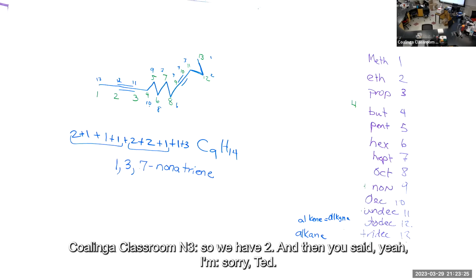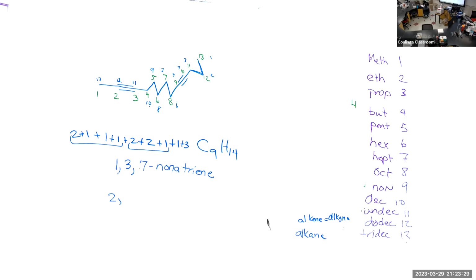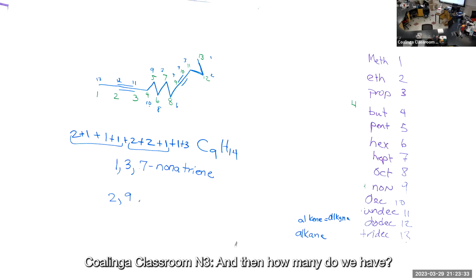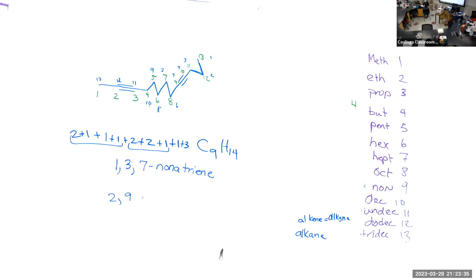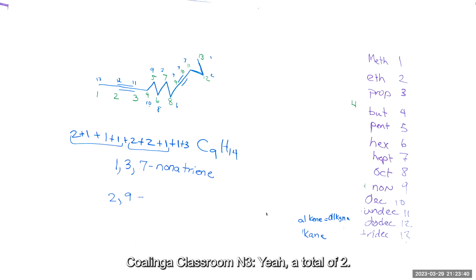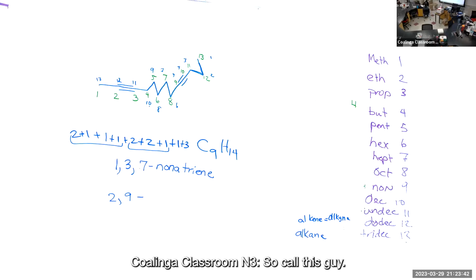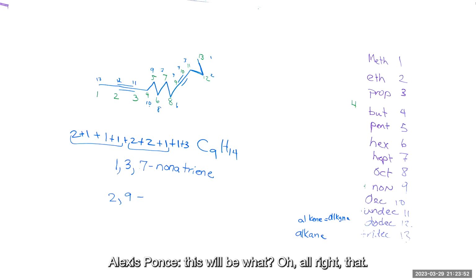So we have 2, and then you said the other one starts at 9. Okay. And then how many do we have? 2. We have a total of 2. So we're going to call this guy, the prefix would be what? Trideca or tridec.